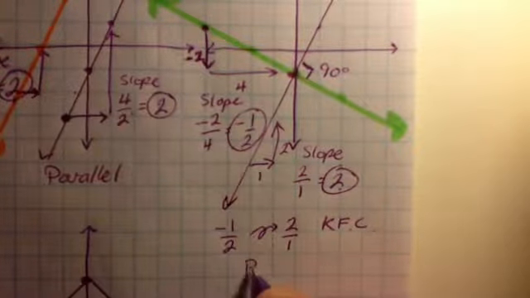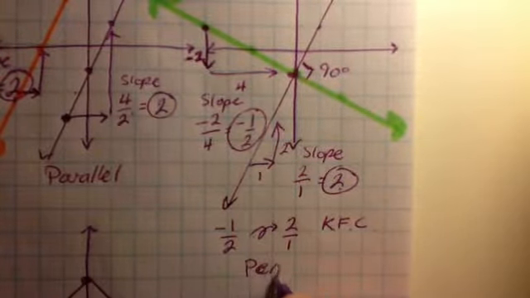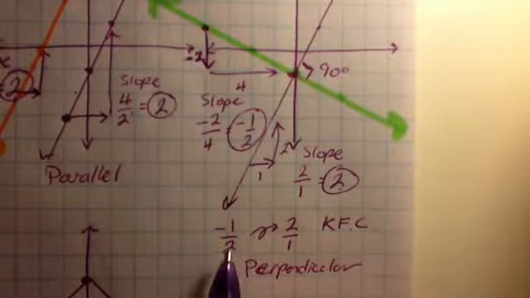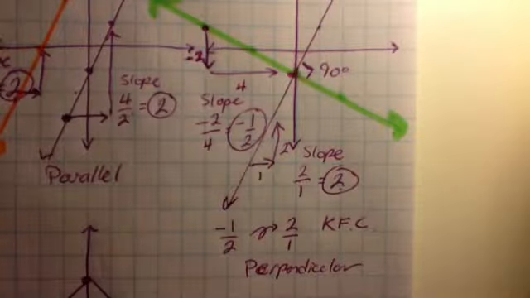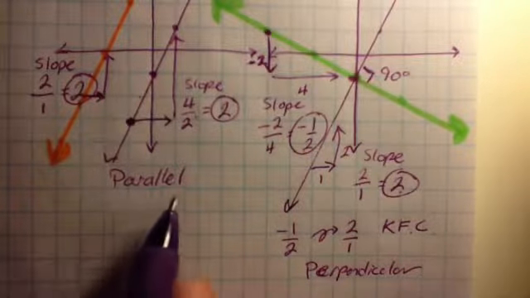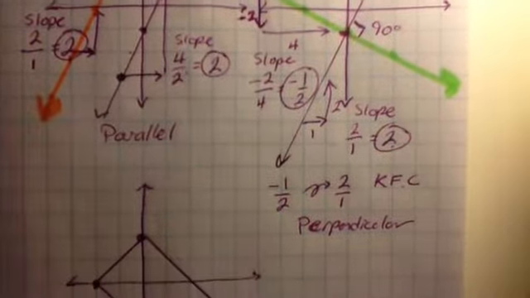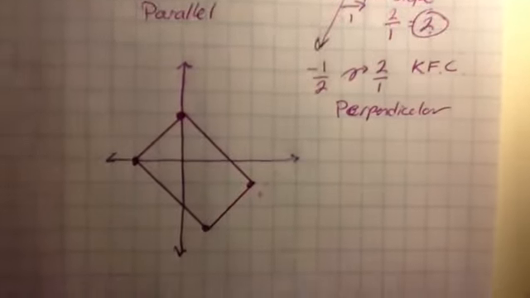And so perpendicular, P-E-R-P-E-N-D-I-C-U-L-A-R, perpendicular lines have that opposite reciprocal slope, or the keep, flip, change slope, whereas parallel lines have the same slope. Now why does that matter when we're putting shapes on a coordinate grid?